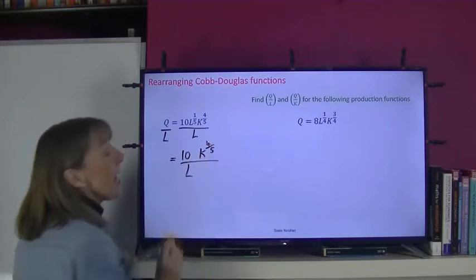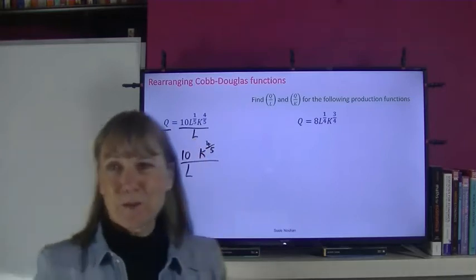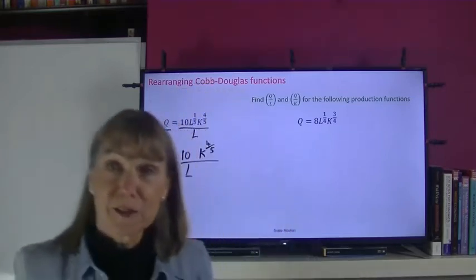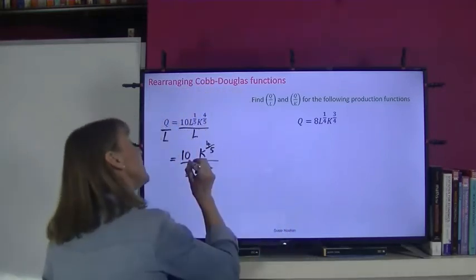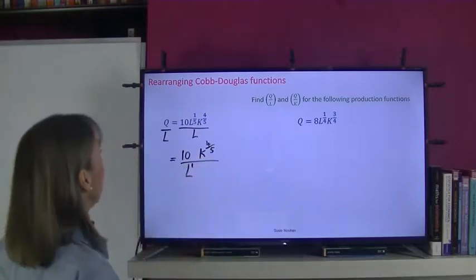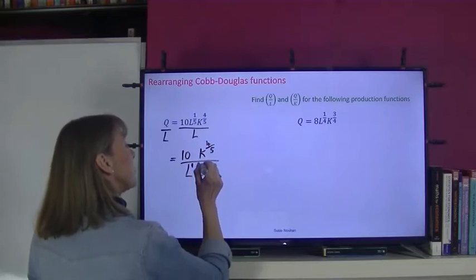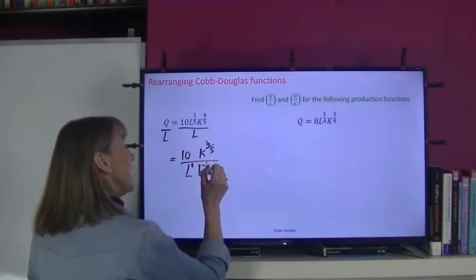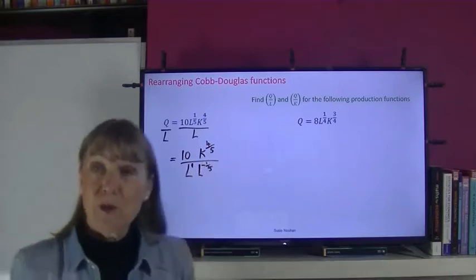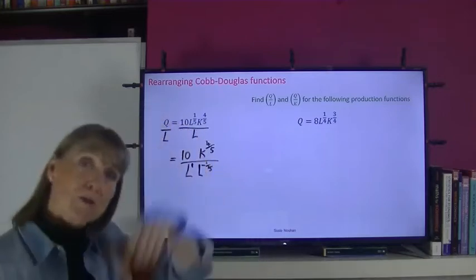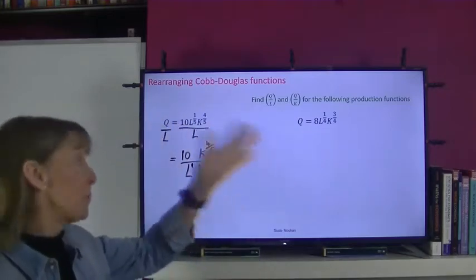So here's my L that was already on the bottom, and every number really has an invisible power of 1, but we don't normally write it, but I'm going to write it today. And we're going to bring that L to the 1/5 down to the bottom, but when we bring it down to the bottom, it gets a negative power. Remember, a negative power means it rightfully belongs on the top, or if it's already on the top, it belongs on the bottom.